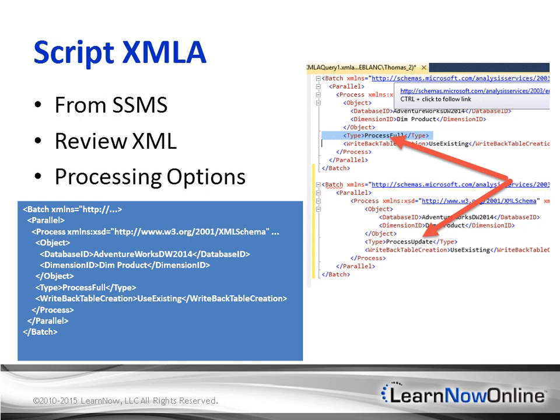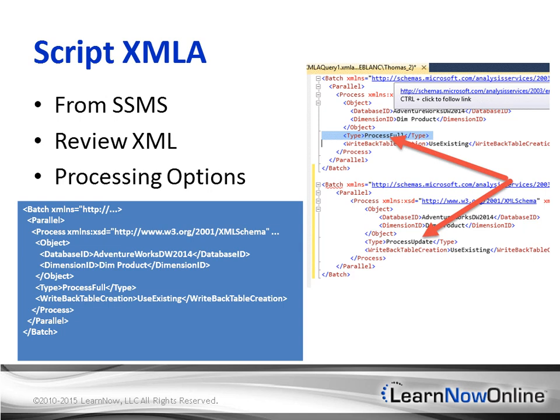Once it's scripted, you see the processing options. These are located in that XMLA script under the type in the XML script. Here, you can change this based on the options that you saw in the drop-down, whatever is needed for the individual dimension or cube. Your processing is done by individual table as well as the dimension and fact table.